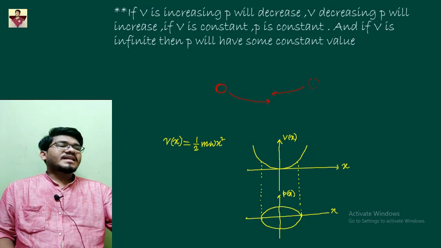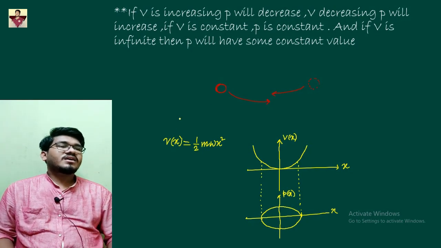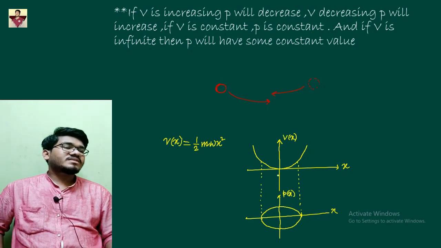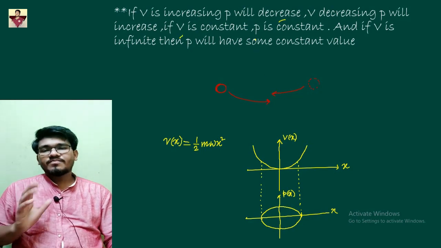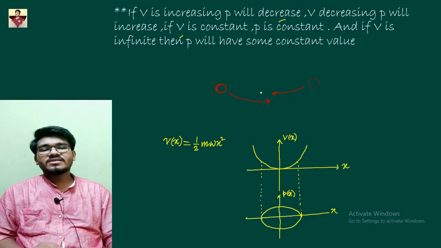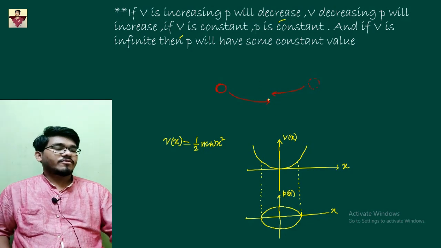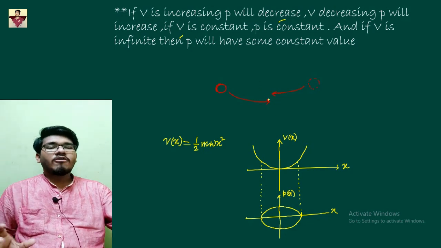Now another important point: when V is increasing, let's say V is increasing this way, then P will decrease, and if V is decreasing, let's say this way, then your P will increase. If V is constant, then P will be constant, and if V is infinite, then your P will have some constant value. Let's understand how with the increase of V, P will decrease.